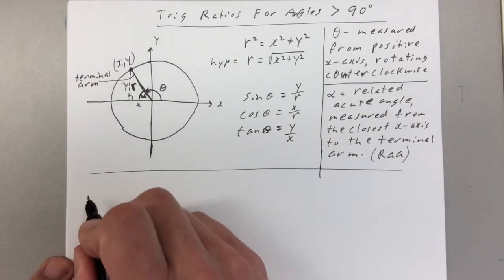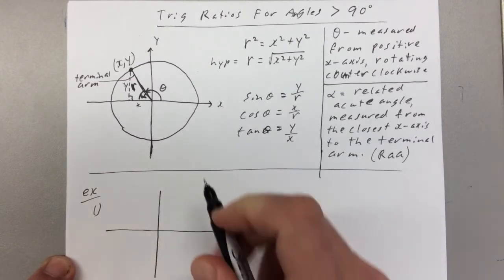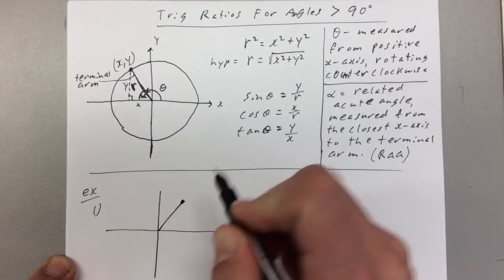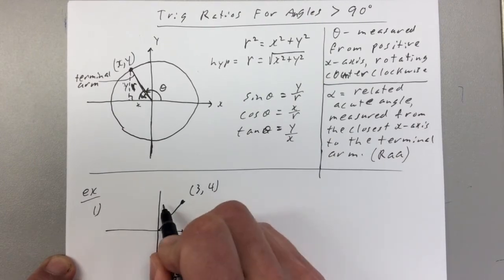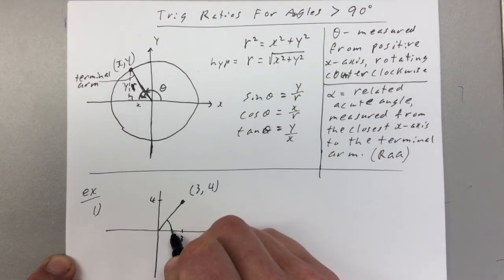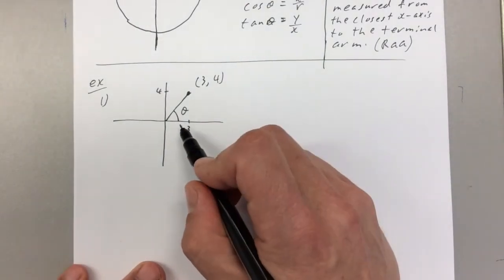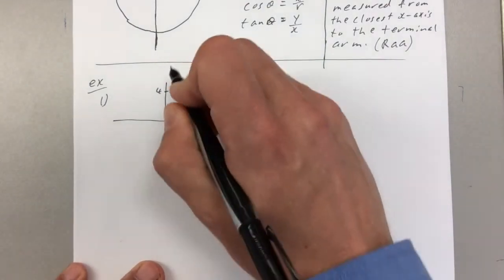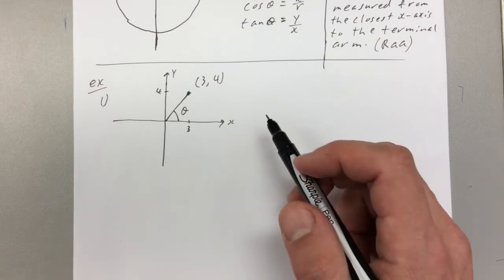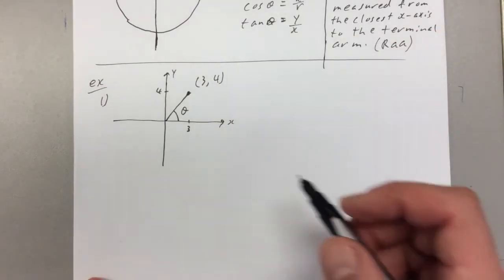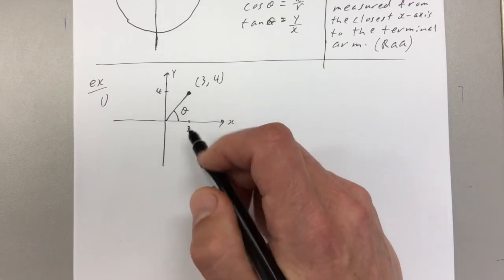Okay, so let's try an example here. Let's call this example 1. And let's just put a terminal arm up here. I'm not going to put in the circle now. I'm just going to put the coordinates of the point: 3, 4. So that would be 3 on the x, 4 on the y. If we want to find theta, theta happens to be less than 90, so we're used to this one. If you wanted to find sine theta, cos theta, tan theta, we know what the x-coordinate is and the y-coordinate is, but we need to find out what r is.